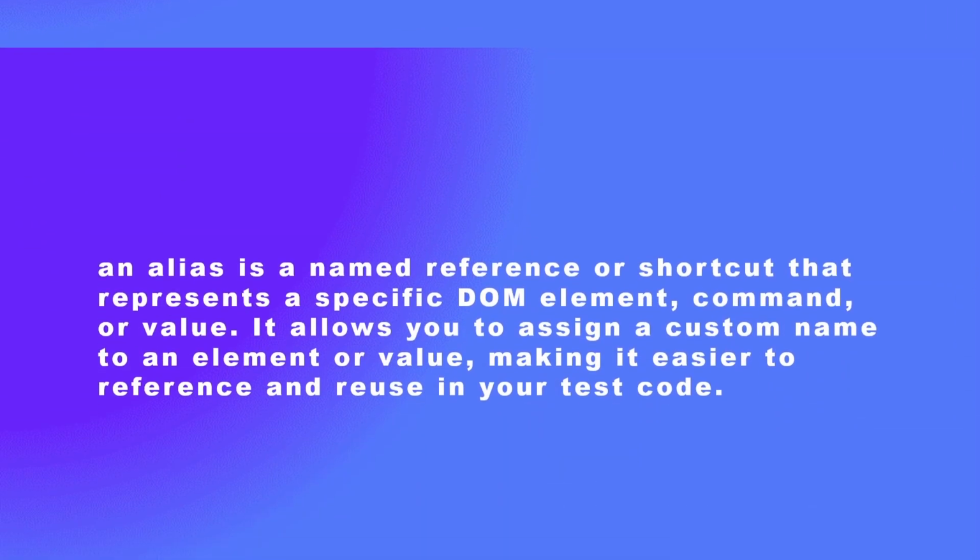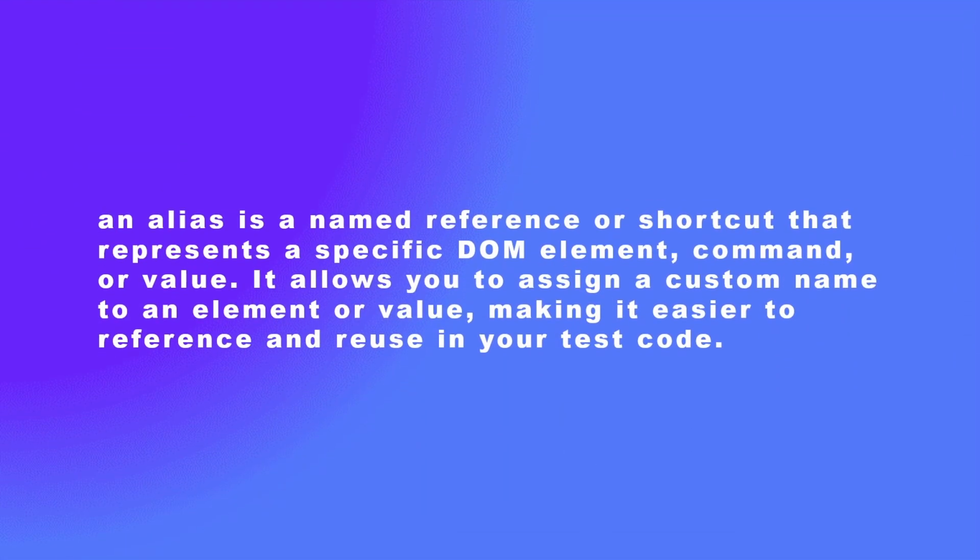Next, I'm going to explain about alias. So after using invoke, if we want to store the values or elements in a certain variable, we can use alias to store them, and we can reuse them multiple times. So let's start the practical demonstration for invoke and alias.